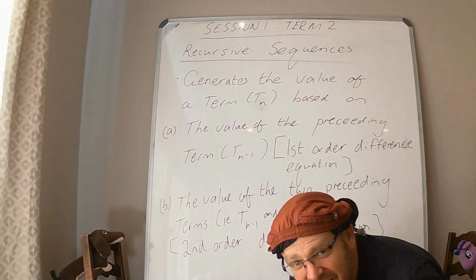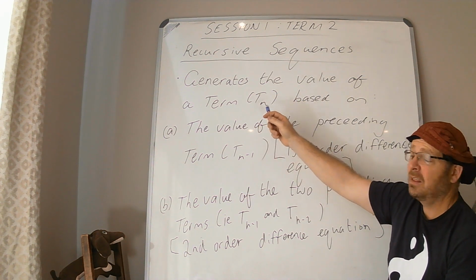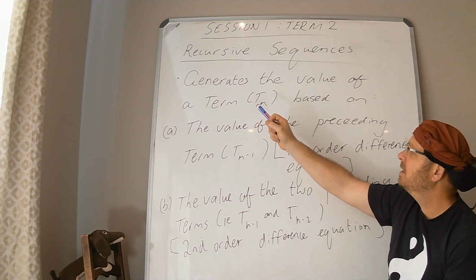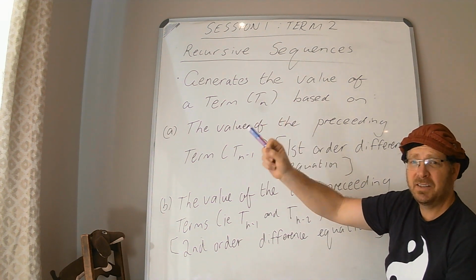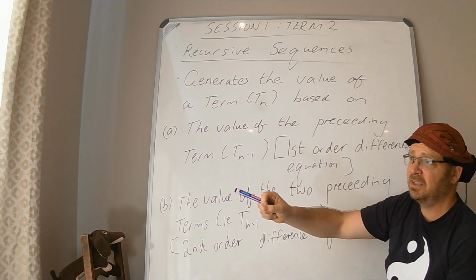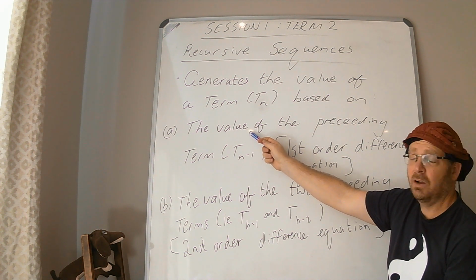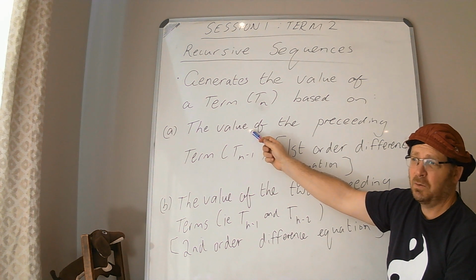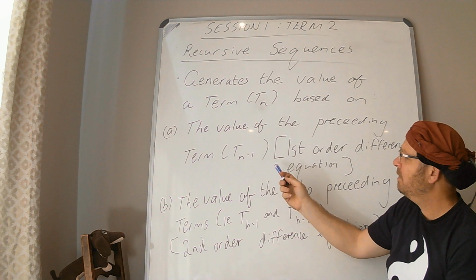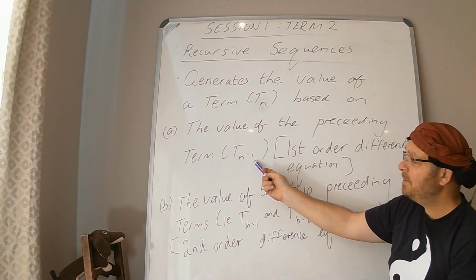Now a recursive sequence doesn't generate the value of a term based on its position, but generates a term based on the value of the preceding term, or in other words, on the value of the two preceding terms. If it's based on just the preceding term, you need term 3 to get term 4, or you need term 11 to get term 12. The value of the preceding term we would call Tn minus 1.